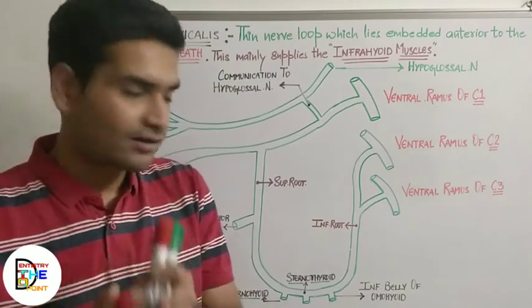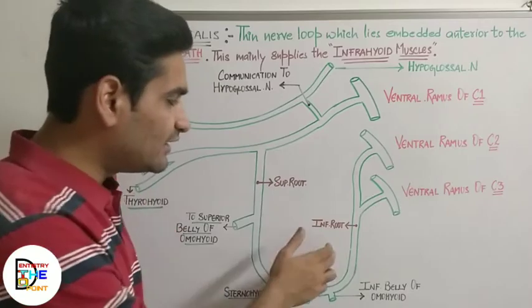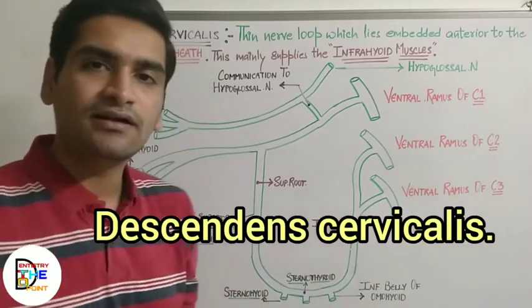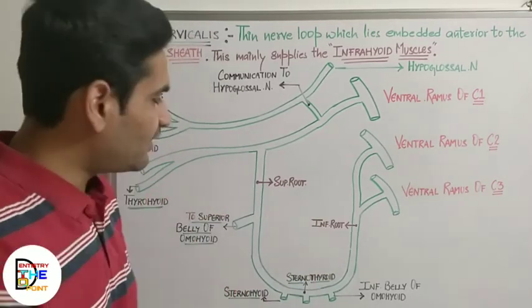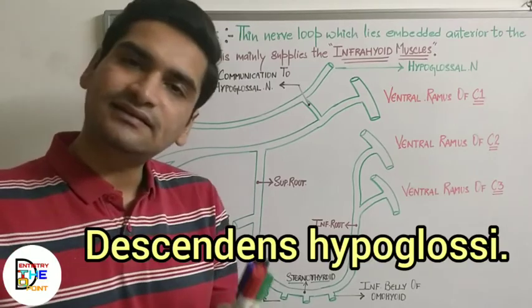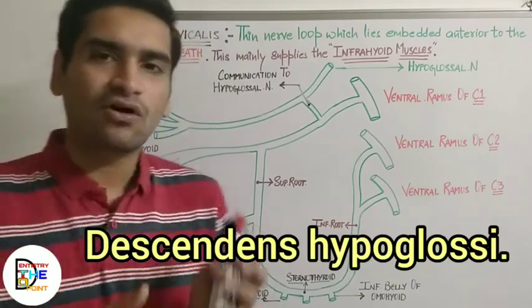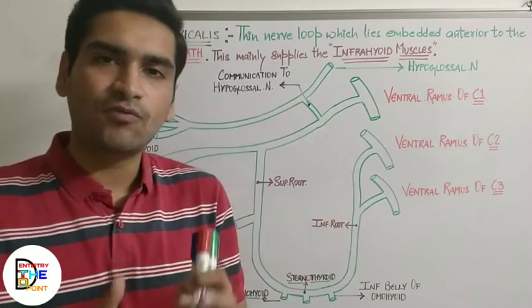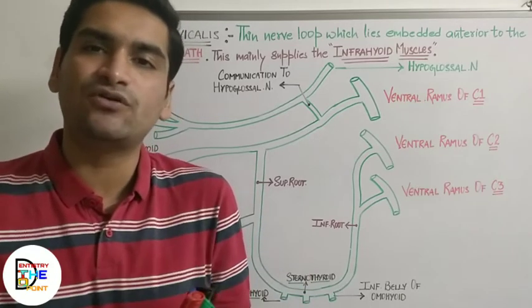Now there is also another name for the inferior root. It is called descendens cervicalis. The superior root is called descendens hypoglossi. So this was all about Ansa cervicalis. I hope I have made it simple and easy for you to remember.